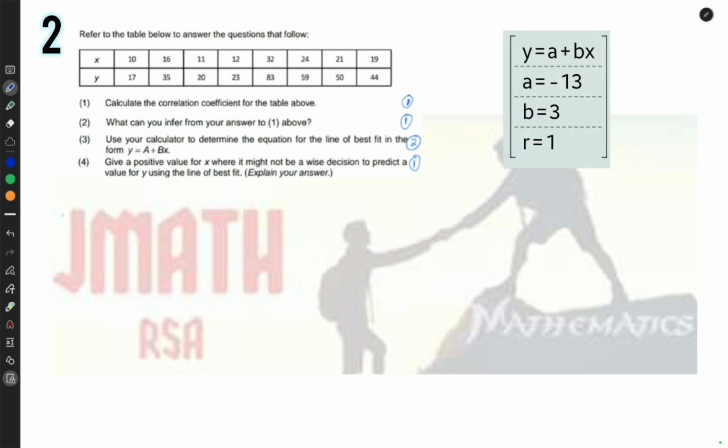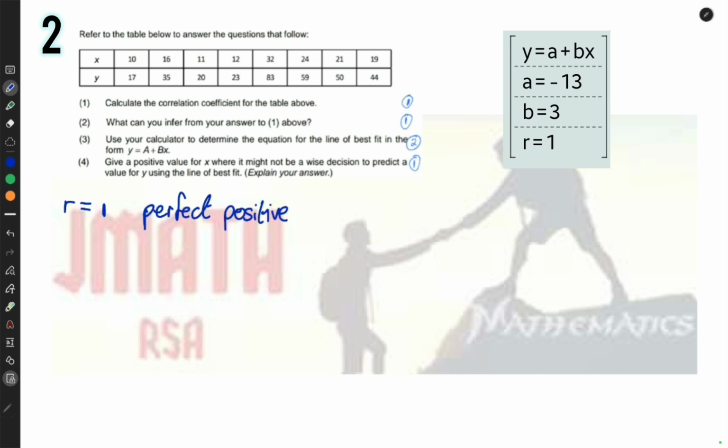Calculate the correlation coefficient of the total data. So to do number 1, calculate the correlation coefficient of the table above. I type it in, you can see what my calculator gave me. So R is just equal to 1. What can you infer from the answer of number 1? This is a perfect positive correlation.